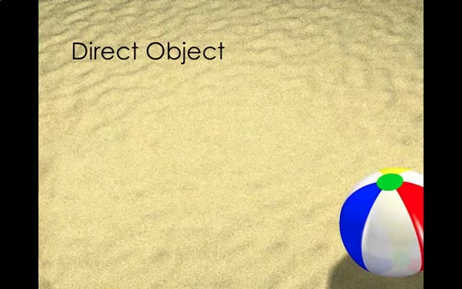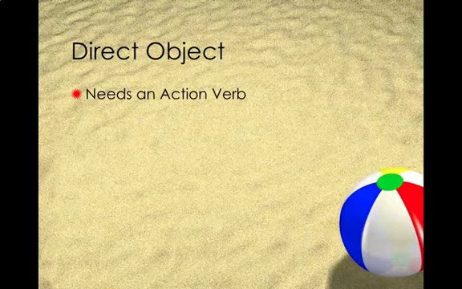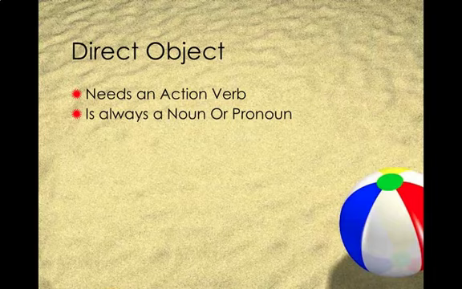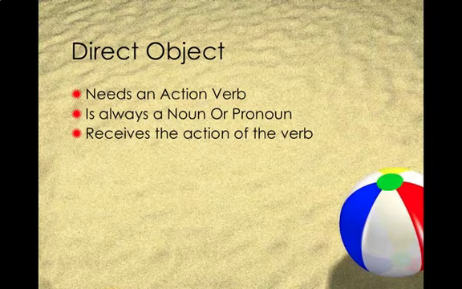First, the direct object only comes with an action verb. If you have a linking verb, you cannot have a direct object. Second, it is always a noun or pronoun. Third, it receives the action of the verb. The subject does the action, the direct object receives the action. What does that mean? Well, I'm here to show you.